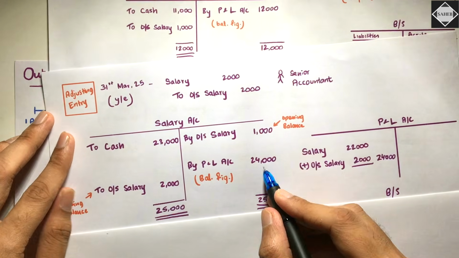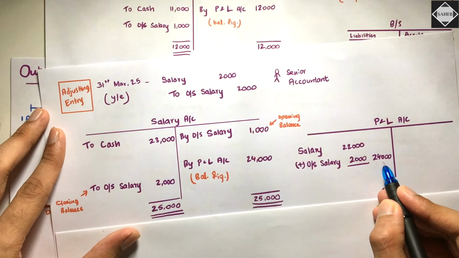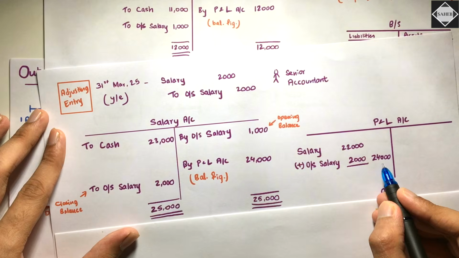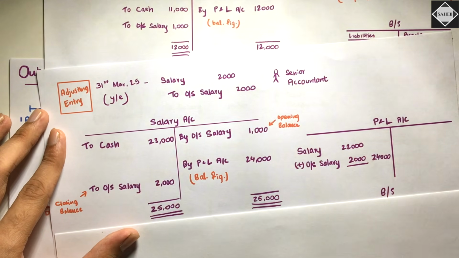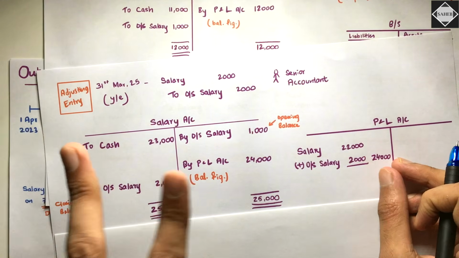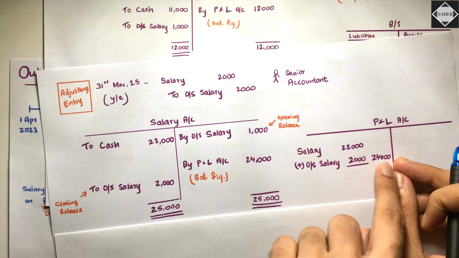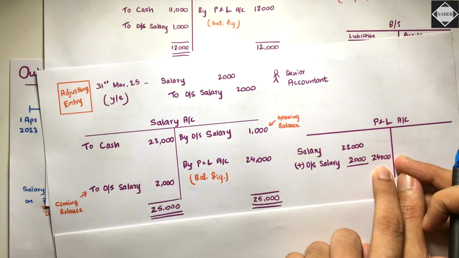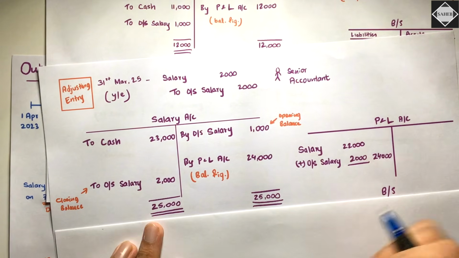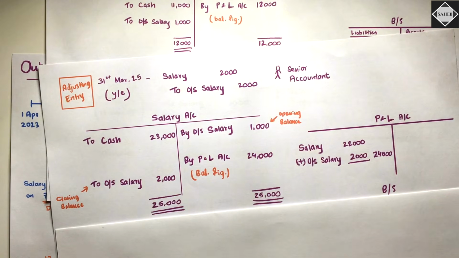Okay, so this 24,000 has to go in profit and loss account. See here, it's correct now, isn't it? 24,000 is the correct salary expense for the year, 2,000 per month. So 24,000 salary expense has gone to profit and loss. Okay, is that clear? But when you do the financial statement, what happens?